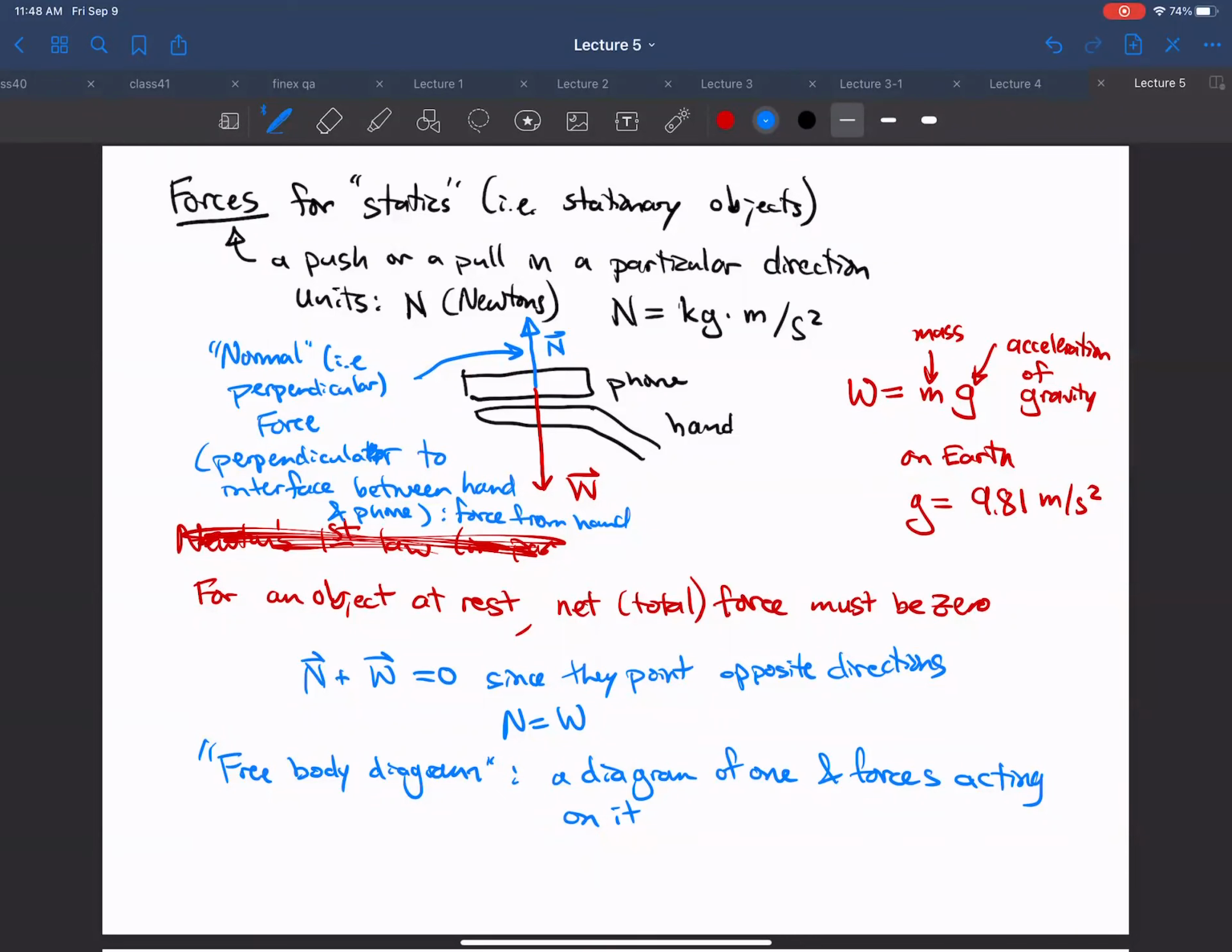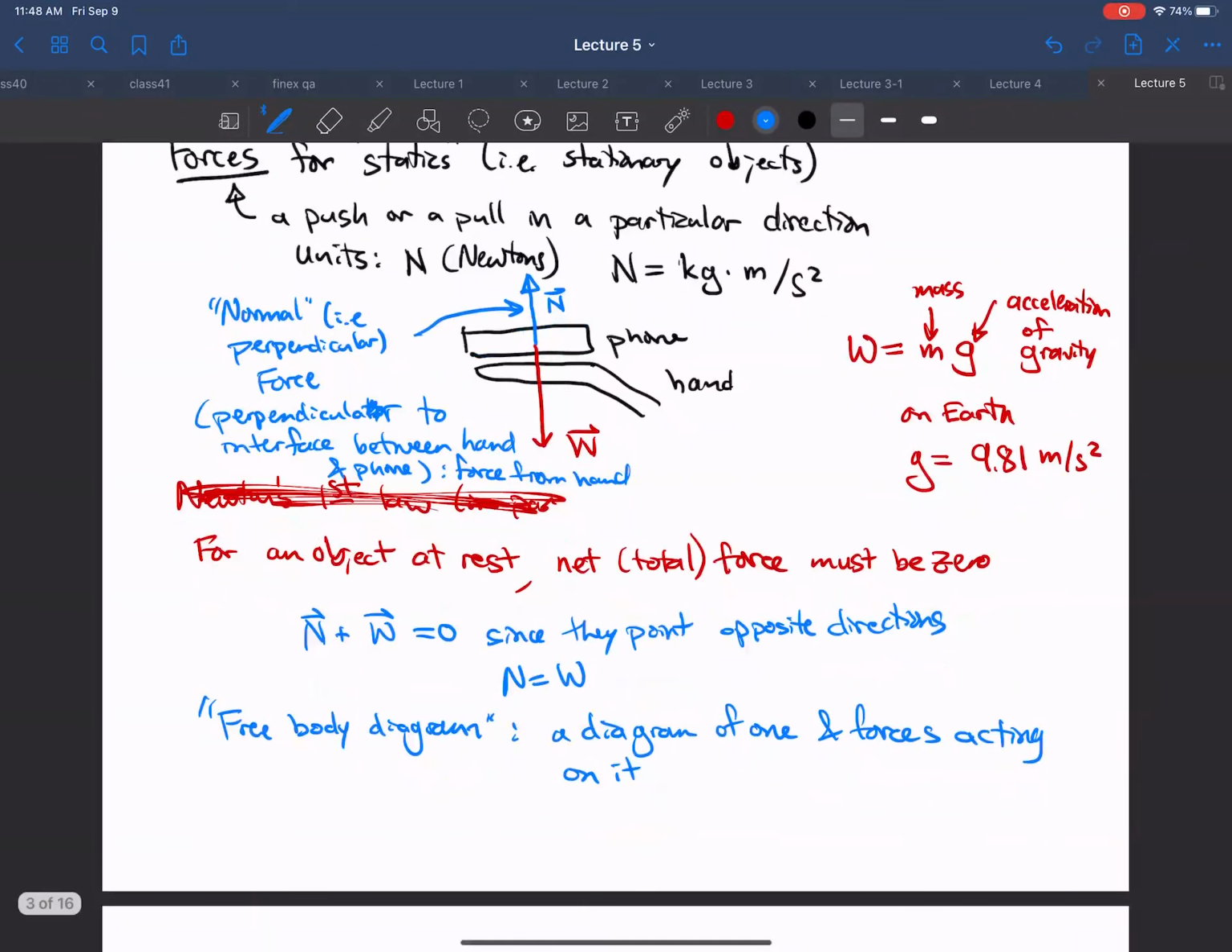All right, so now let's do another example. Let's start with this same thing, but now in addition to those two forces, I'm going to start pushing with my finger to the side. But I'm not going to push so hard that the phone actually moves. I'm just pushing gently to the side. I can feel the force that I'm pushing with in the tip of my finger, and yet it's not moving. So let's draw the free body diagram for that case.